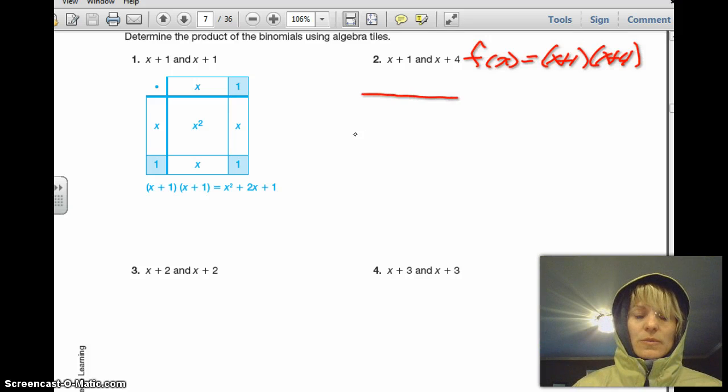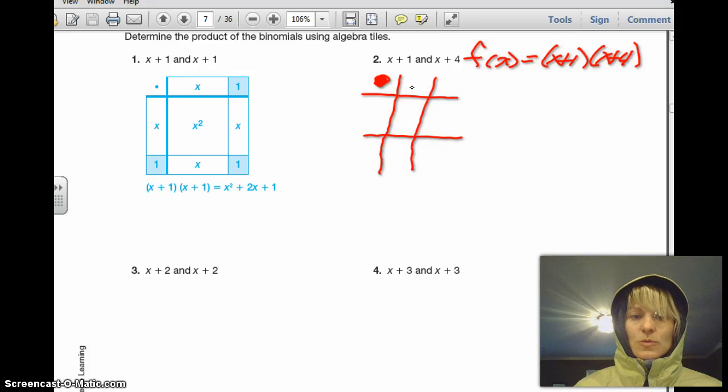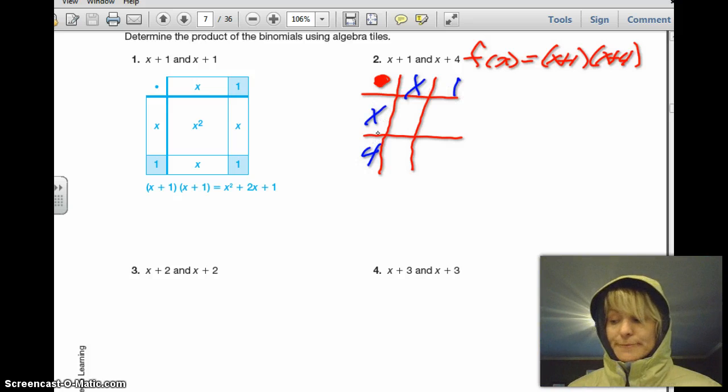I'm going to show you two different methods. So basically we're going to draw a tic-tac-toe board, okay? And I'm going to put times here because we'll be multiplying here. And it doesn't really matter which direction you put these as long as they're together. So here we have x plus 1, so I'm going to put an x and a positive 1 here. Here we have x plus 4, so I'm going to put x and 4 here. Okay, so x plus 1, x plus 4. Or I could have done x plus 4 here and x plus 1 here, really doesn't matter.